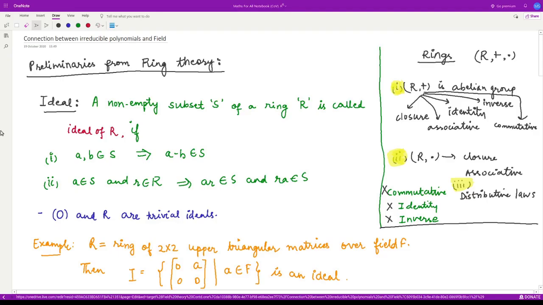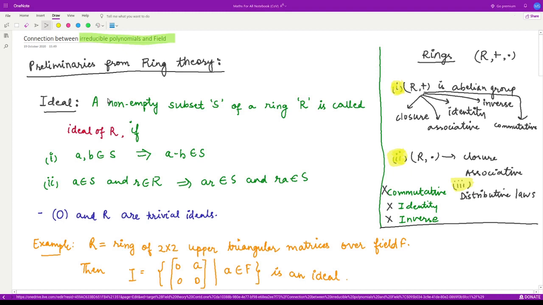Hello everyone, welcome to this next video on field theory. In this video we shall be seeing the connection between irreducible polynomials and fields. That means in the previous videos we have studied a lot about irreducible polynomials, right? So let us see what is their connection with the given field.